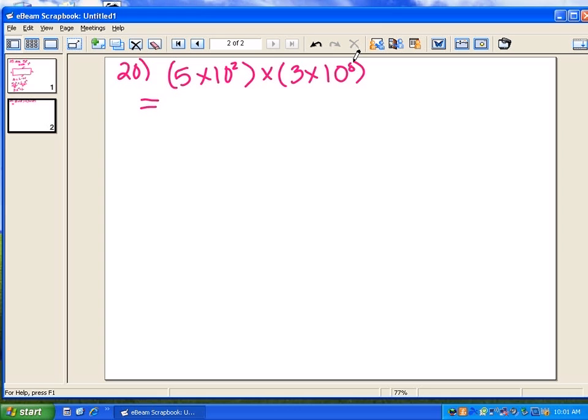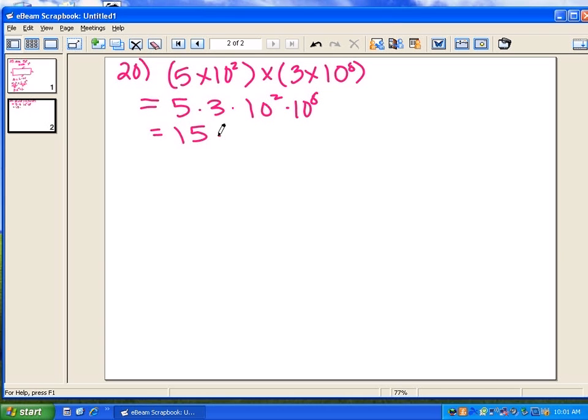Okay, so I'm going to rewrite it, putting the things that are alike next to each other, meaning my bases of 10 with their exponents are next to each other and my numbers are next to each other. So now I use the commutative property of multiplication to rearrange them, and now I can solve. 5 times 3 is 15.